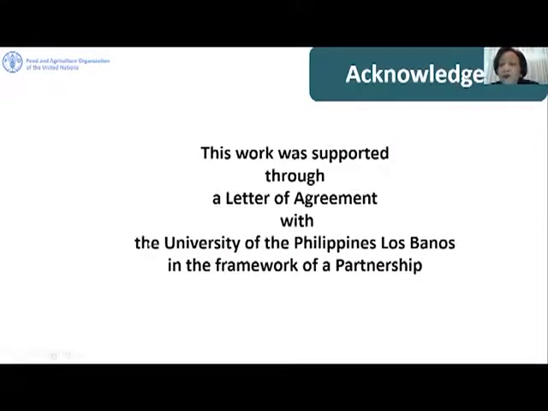So I'd like to acknowledge that the work that I have highlighted today and shared with you was supported by FAO through a letter of agreement with the University of the Philippines, Los Baños, and in the framework of a partnership between that institution and FAO.